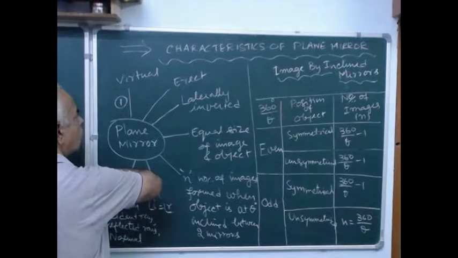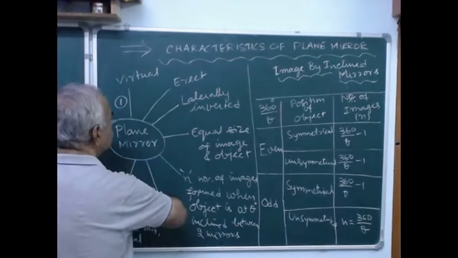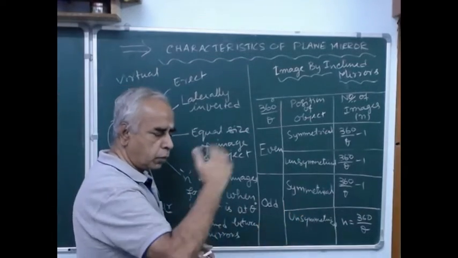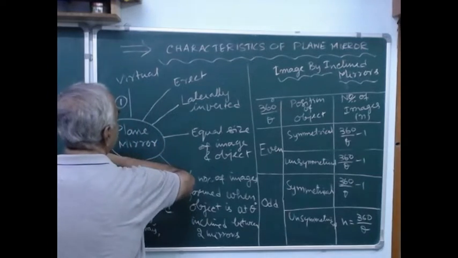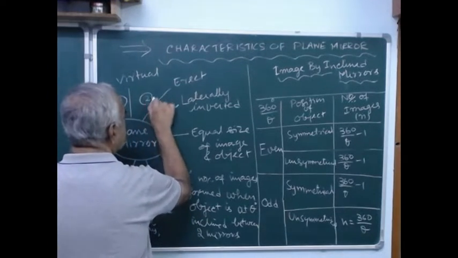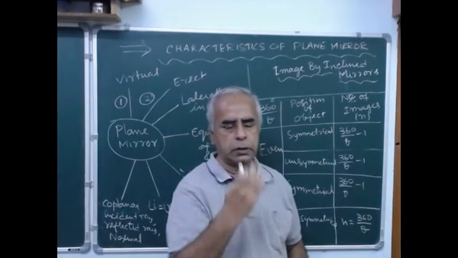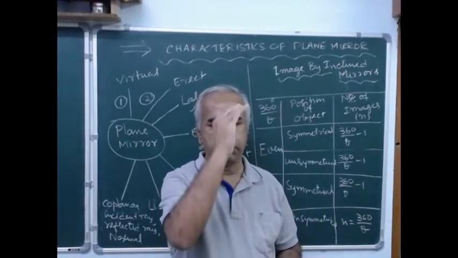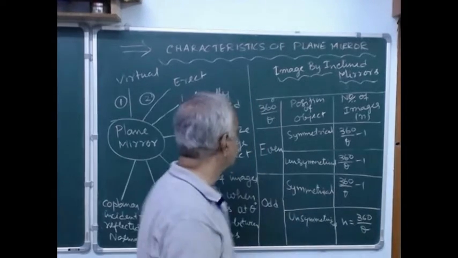The images obtained in the plane mirror will be virtual, that is, it appears to be coming from inside the mirror. It's not real, so virtual. It is erect, vertical. Suppose when I look at the mirror, my image, my face, my height, my entire body is erect.